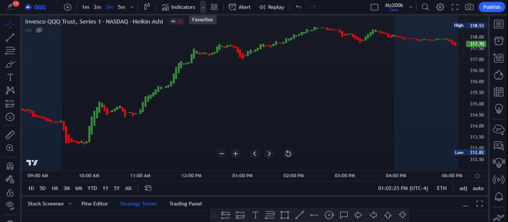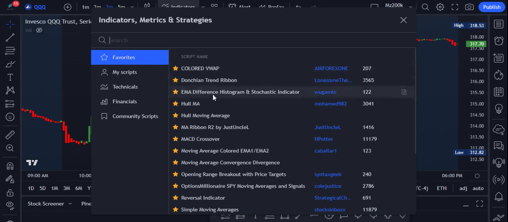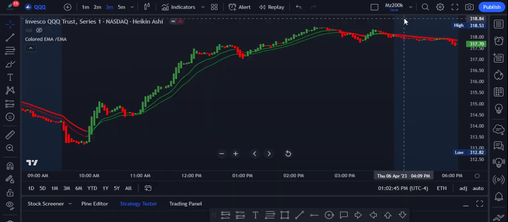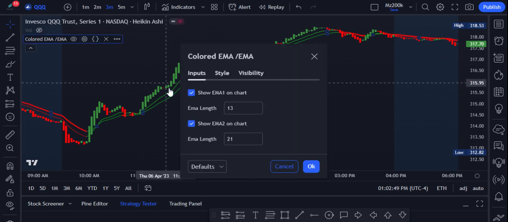So, all we're going to do is add one indicator, and it's called the colored EMA. So, just type in colored EMA and it should pop up, and it is by Covalar. So we add that one indicator, and then we're going to change the settings to 21.